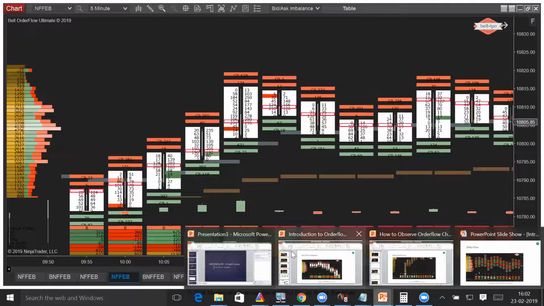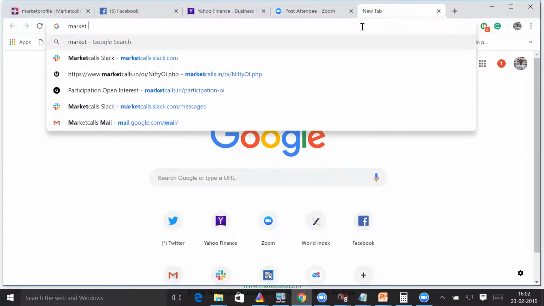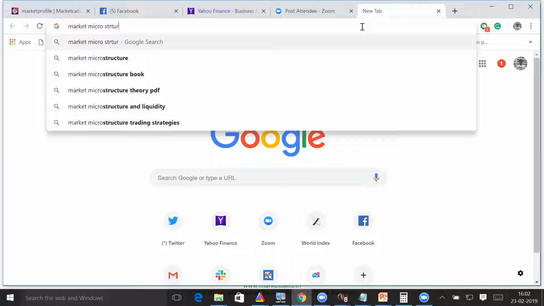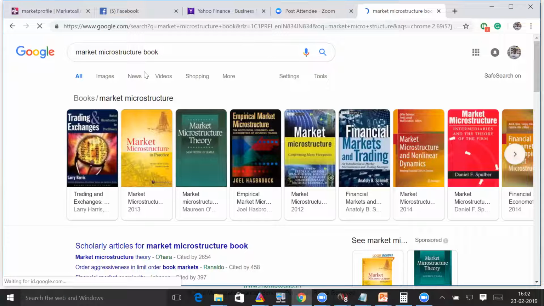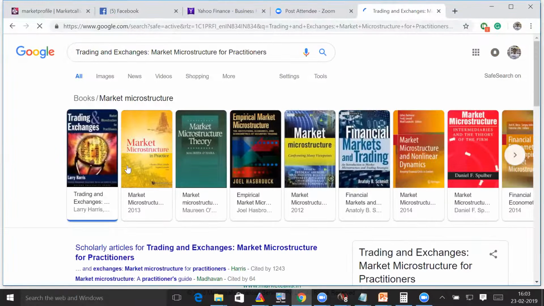If you really want to know more about order flow, one can go and learn from a book called Market Microstructure. It is highly recommended for learning how orders work, how iceberg orders work, what VWAP is, and how institutional levels handle iceberg orders. It's from Harris, on trading and exchanges, and it is mostly recommended.